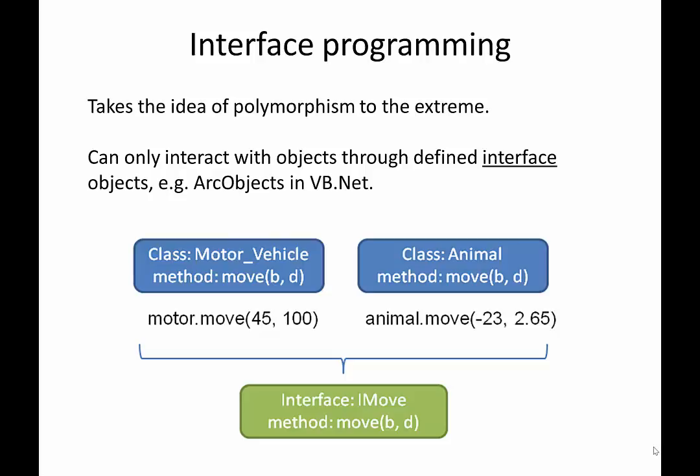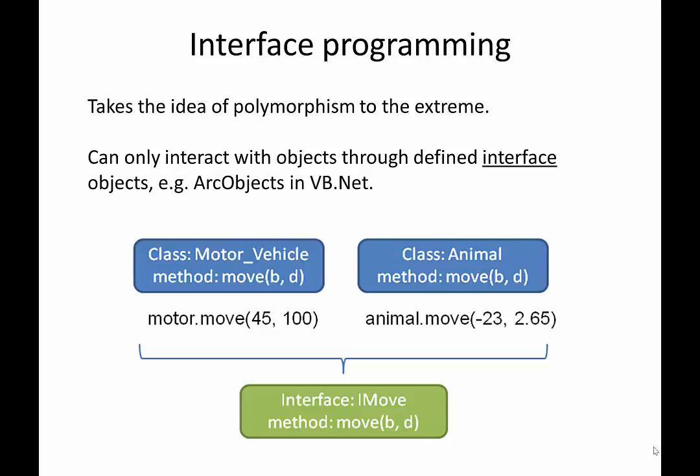Anyway, the point being about VB.NET and other interface-based approaches is that you can only interact with the instances of your objects through what are called interfaces. You can't actually directly interact with the objects themselves. Okay, so here we've got a class motor vehicle.